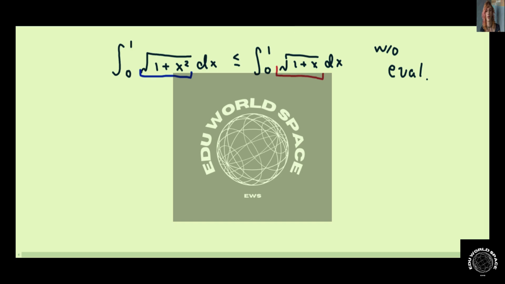Okay, so let's compare the square root of 1 plus x squared versus the square root of 1 plus x. We know that square root functions are 1 to 1, so we know that the input is what really matters here to decide which one's larger.